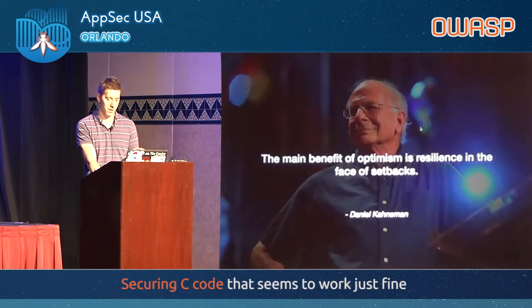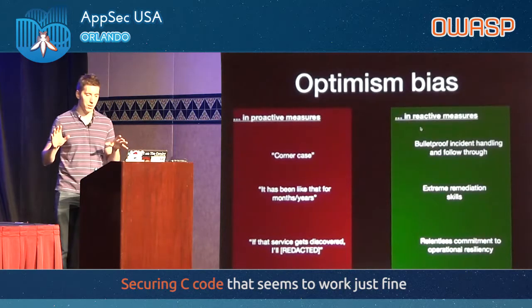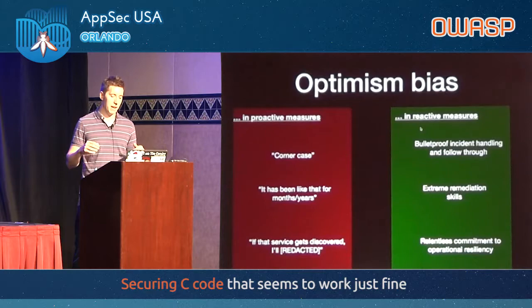To flip back to a quote from Daniel Kahneman, the main benefit of optimism is resilience in the face of setbacks. This is anecdotal, but if you work with an optimism bias in proactive measures, it can be difficult in some cases. You might hear things like, oh, that's a corner case, that probably won't happen. Or, the thing's been like that for months or years, it won't get exploited.